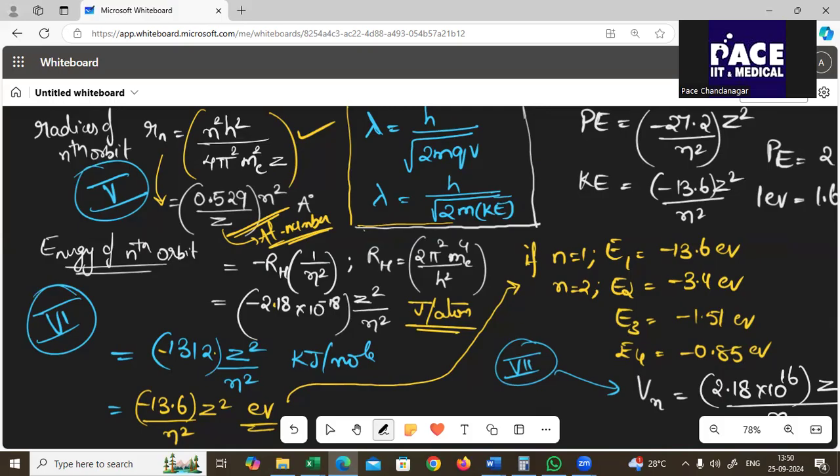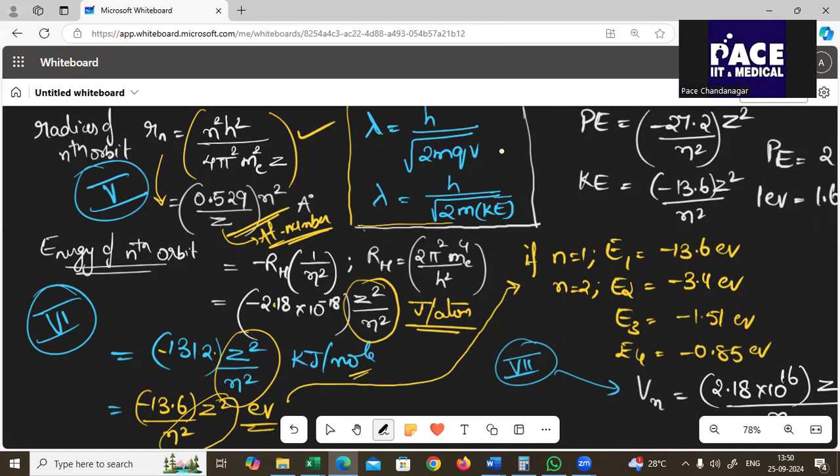Here also Z square by n square. Everywhere you see this Z square by n square, and kilojoules per mole you have. Per mole is what? If it is per mole, it is for 1 mole of atoms. But in questions generally you will be asked per atom, then you use that.